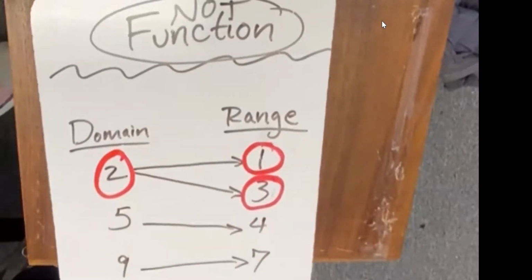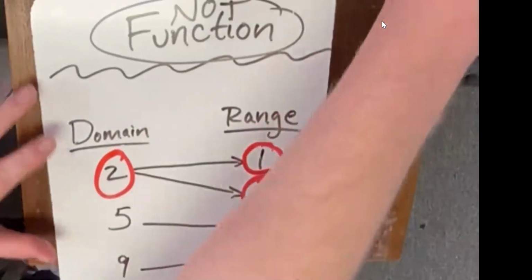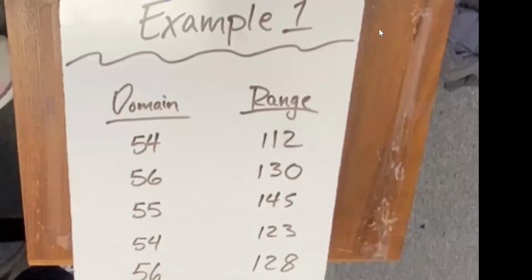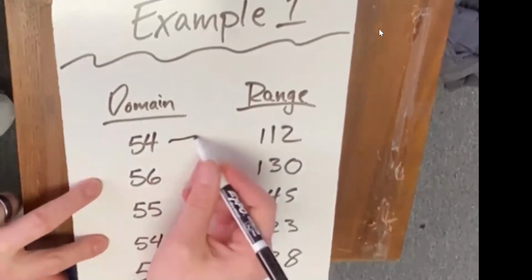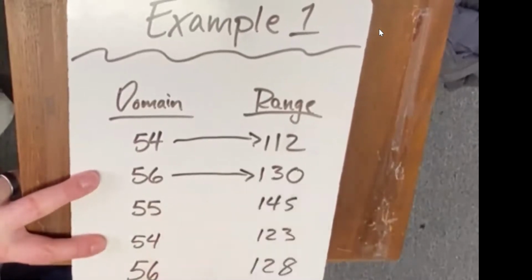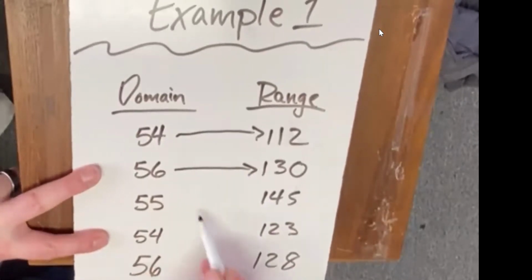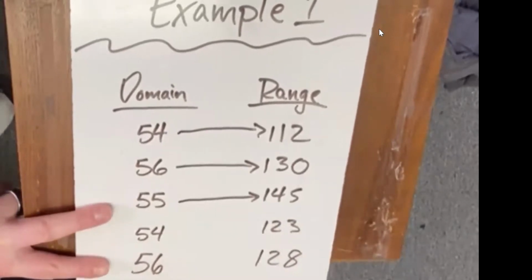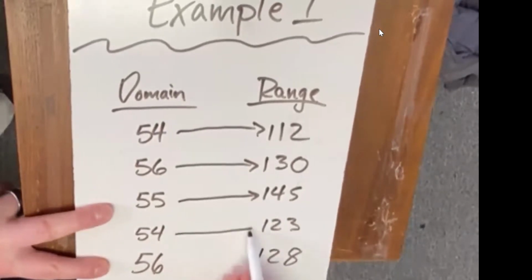Okay, so this is what we're going to do in example 1. So let's try it out. With example 1 here, I wrote down the numbers. At the bottom of page 395, we have pairs of numbers. We have 54 and 112, so those two are paired together. 56 and 130. We have 55 and 145, those two are paired together. Then we have 54 and 123.